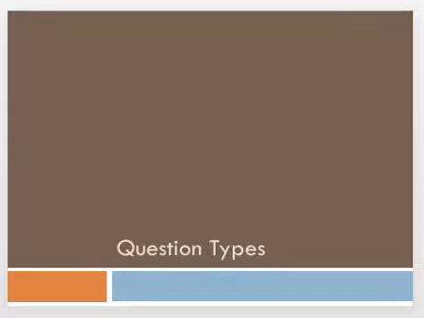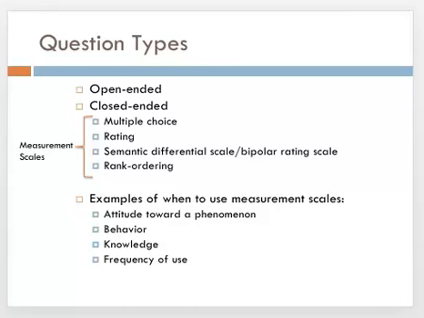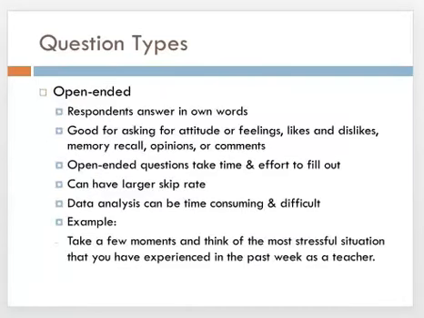To switch over and talk a little bit about the types of questions that you can ask. Surveys can include two basic types of questions, open-ended and closed-ended. An open-ended question requires respondents to just generate their own answers. And then you can have closed-ended questions, and with closed-ended questions, you can have multiple choice, rating, semantic differential, rank ordered. Those measurement scales are great for measuring someone's attitude, behavior, knowledge, or frequency of use of something. And we're going to break these down and talk about them individually, first addressing open-ended questions.